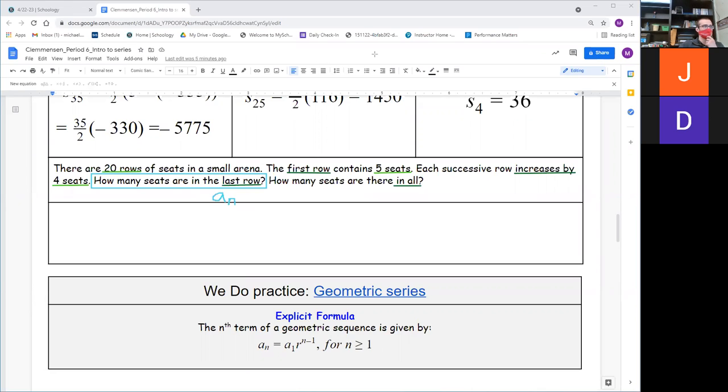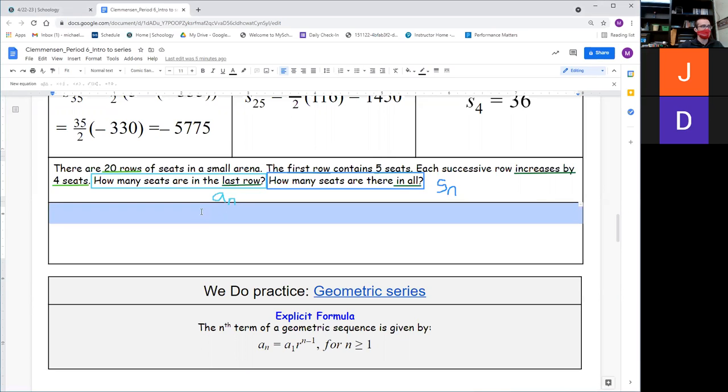For this second question, use a different color, blue. We need to find how many seats there are in all. When we think about all, what we should think about is a sum, adding it all together. So for that one, we're going to be finding S sub n. That's the sum that we've been talking about so far today for all of the different seats. All right, so now that we know what we're looking for, we can use the information to get what we want.